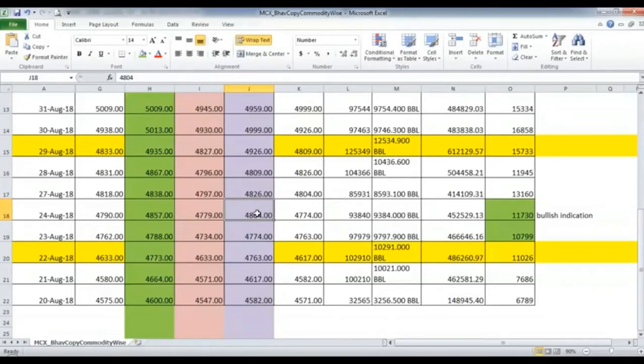Okay. The second thing that you will have to keep in mind is round figures, especially in the case of crude oil. Crude oil follows round figures very much, like 4500, 4600, 4700, 4800, 4900, 5000 and so on. So these round figures are magic numbers in the case of crude oil, whether it is going down or going up.